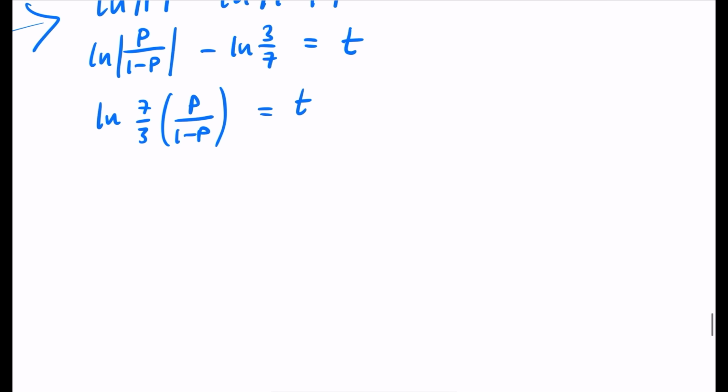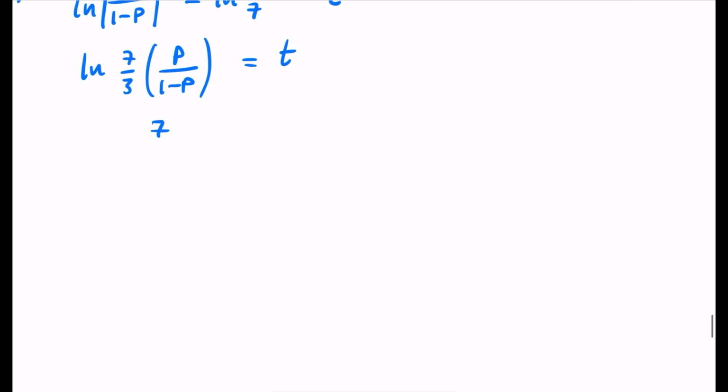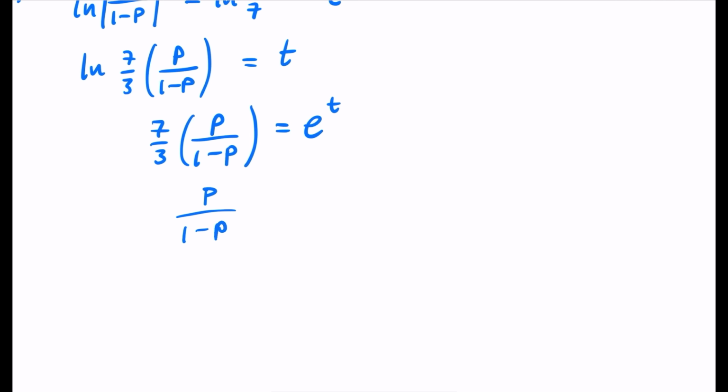So let's get rid of the ln by now writing it as exponentials. So that's 7 over 3, p over 1 minus p equals e to the t. So p over 1 minus p is going to be 3 over 7 e to the t. So a little bit more rearranging.